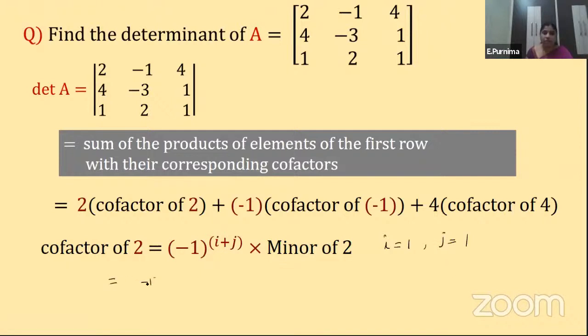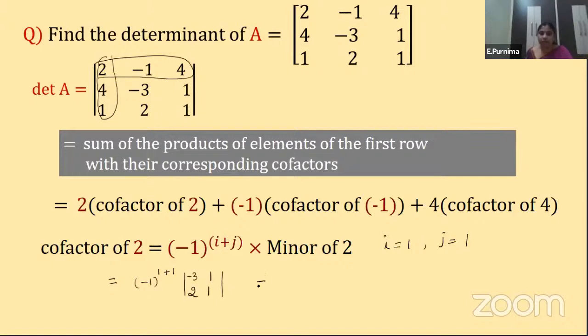So minus 1 whole to the power of 1 plus 1, into minor. Minor is nothing but what? Determinant of the elements left. So what are the elements left, children? If you cover the first row elements and first column elements, these 5 elements should be covered. Now what are the elements left, children? Minus 3 1 2 1. So I'm writing those elements here. Minus 3 1 and 2 and 1.